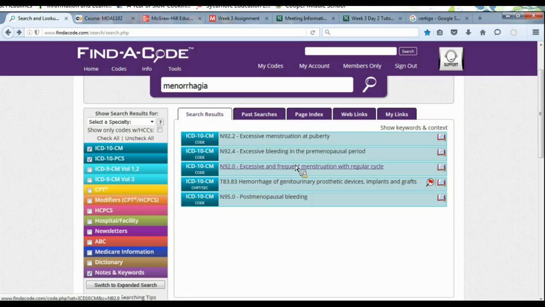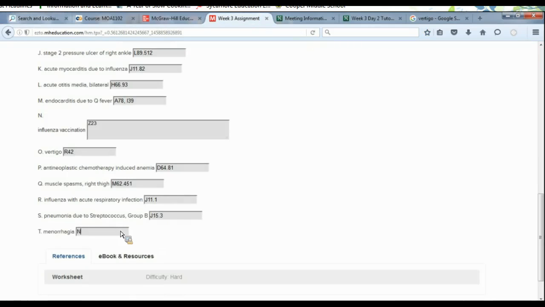And then, of course, it's not postmenopausal. Again, it didn't specify what time in life a female is going through this, and it's not a hemorrhage of genitourinary prosthetic devices, implants, no. So, just plain old menorrhagia, meaning excessive and frequent menstruation with regular cycle. So N92.0. And that's our assignment. Good job, you all.